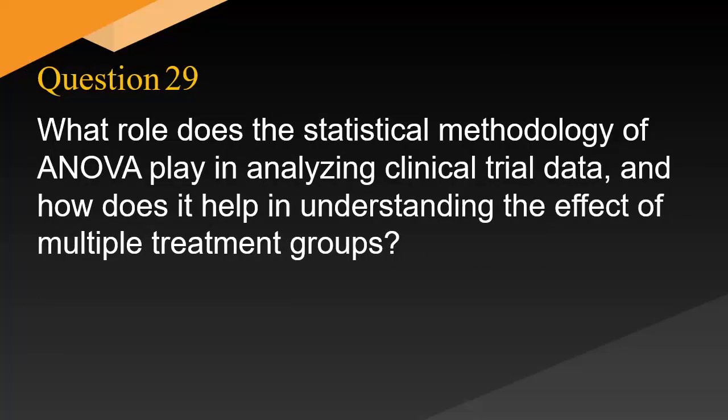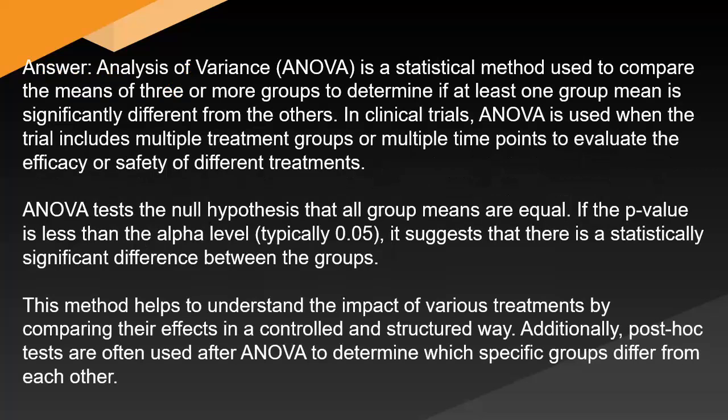What role does the statistical methodology of ANOVA play in analyzing clinical trial data, and how does it help in understanding the effect of multiple treatment groups? Answer. Analysis of variance. ANOVA is a statistical method used to compare the means of 3 or more groups to determine if at least one group mean is significantly different from the others. In clinical trials, ANOVA is used when the trial includes multiple treatment groups or multiple time points to evaluate the efficacy or safety of different treatments.